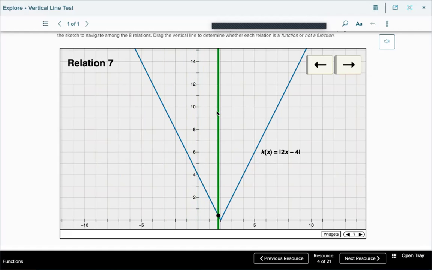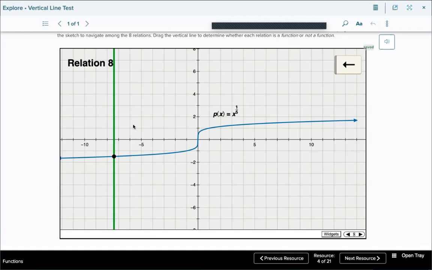That's a function. One time. One time. That's an absolute value function. That's what that looks like as a graph. And then our last one, this is a little curvy line. P of x is x to the 1/5. You can have fractions as exponents. We're going to talk about that later. Yeah, still a function. Okay.